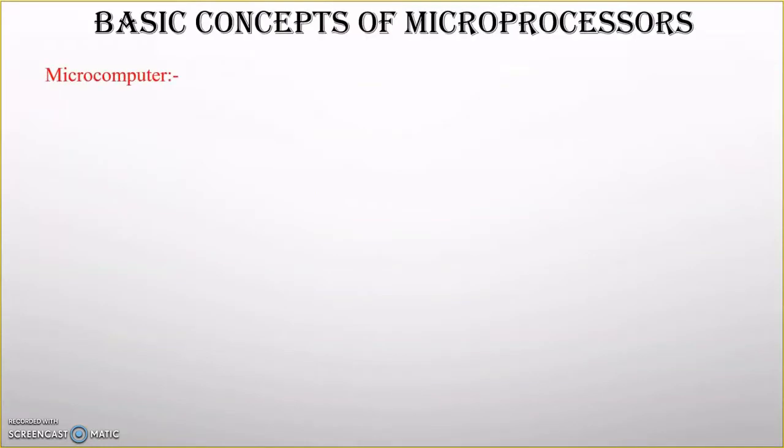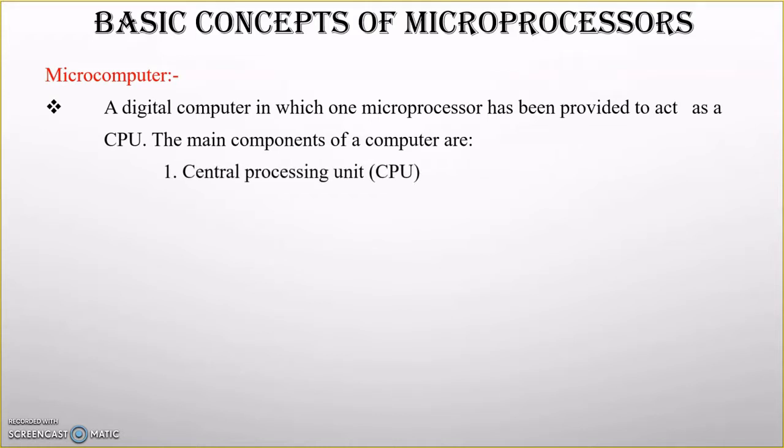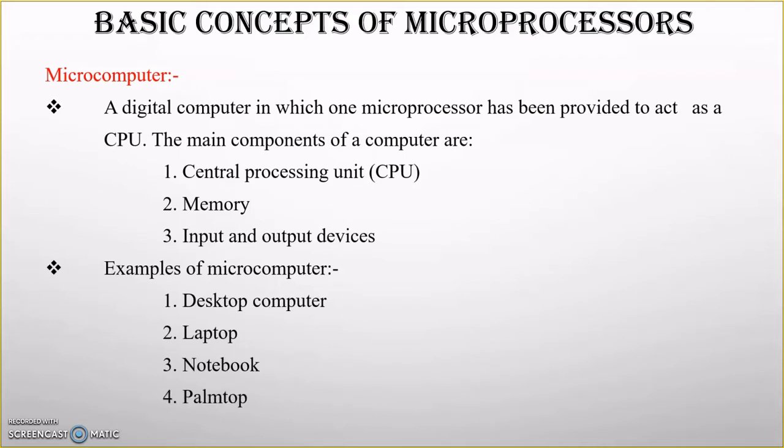Before going to the microprocessor, first we will see what is microcomputer. Microcomputer is a digital computer in which one microprocessor has been provided to act as a central processing unit. The main components of a computer are central processing unit, memory, and then input and output devices. Examples of microcomputers are desktop computer, laptop, notebook computer.